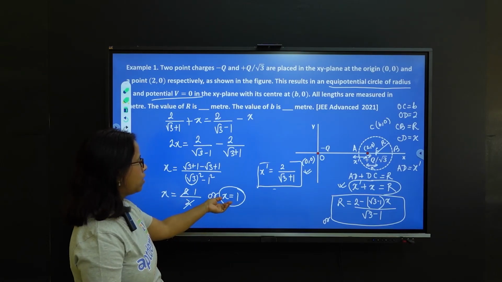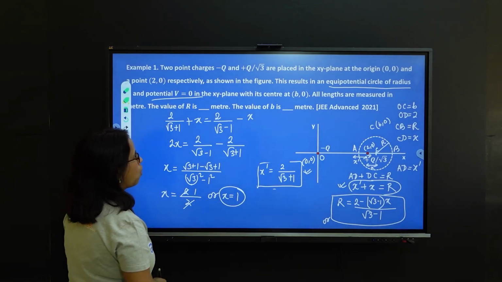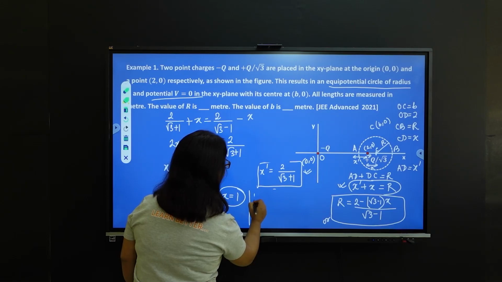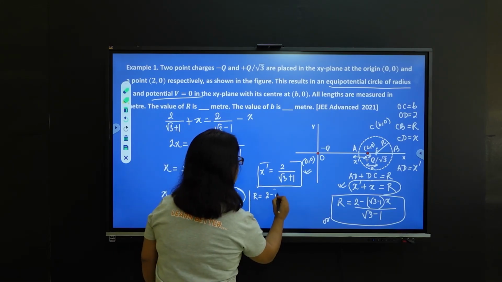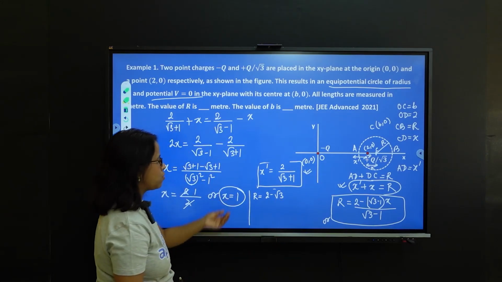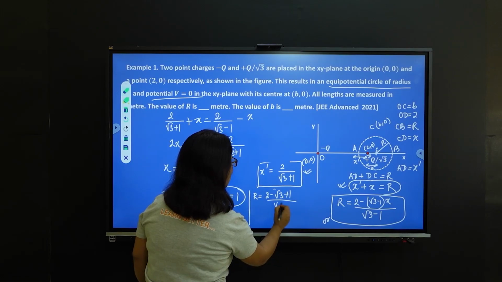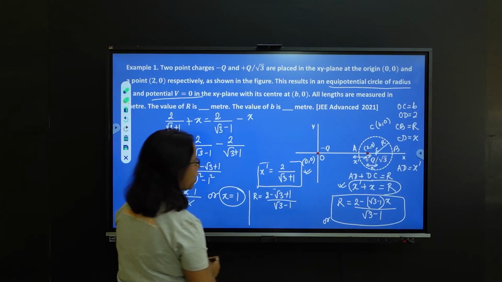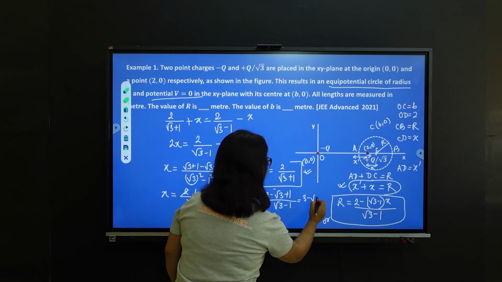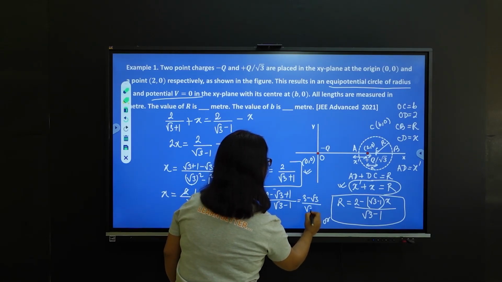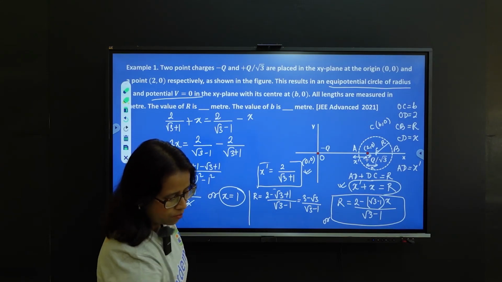So let's now put in the value of x in the expression for r and get the value of r. So we have r equals 2 minus, this is root 3 minus 1 times 1, which is minus root 3 plus 1, and in the denominator we have root 3 minus 1. So this is 3 minus root 3 by root 3 minus 1.